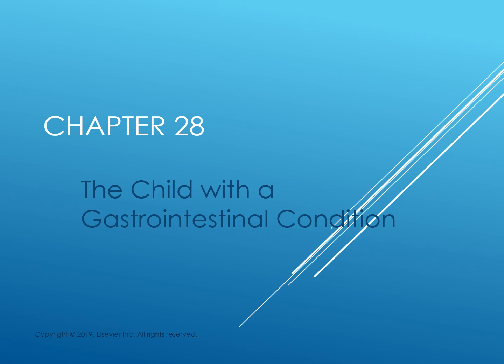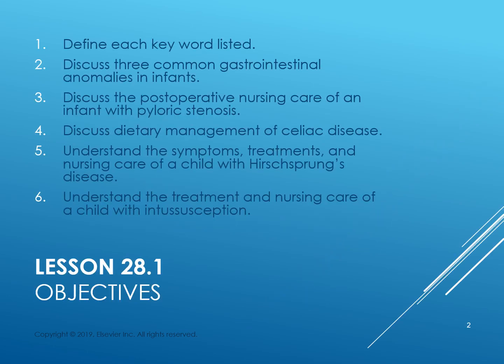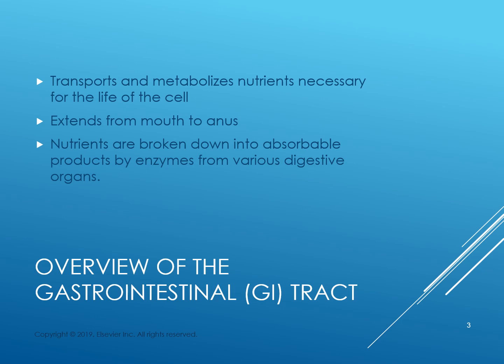This recorded lecture will be going over Chapter 28, The Child with a Gastrointestinal Condition. The anatomy of the digestive tract, with some of the differences between that of the child and the adult, is depicted in Figure 28.1 on page 659. As the child grows, the GI capacity increases.